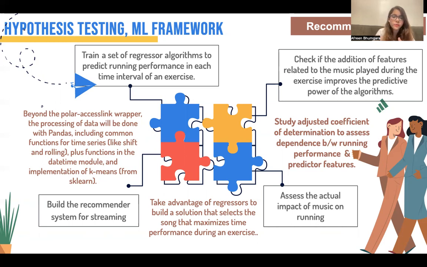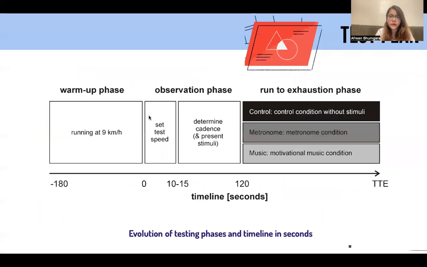So beyond the Polar App API, the processing of the data will be done using pandas, and I will be using some different functions to determine the performance of the user during that time. And this is my testing plan.